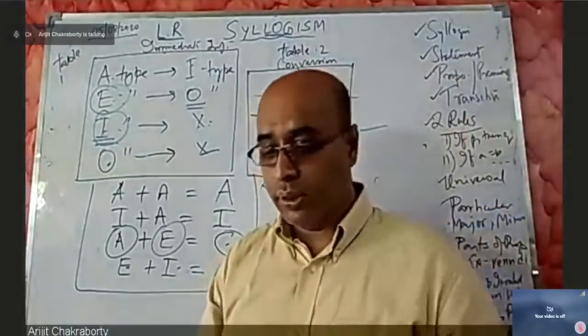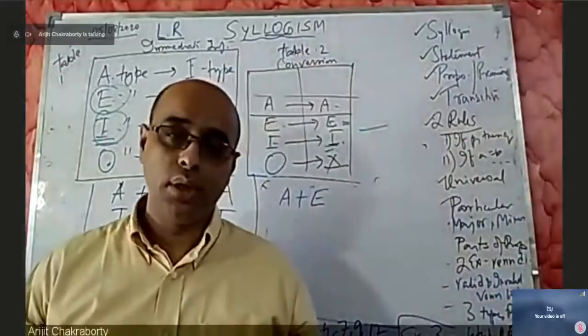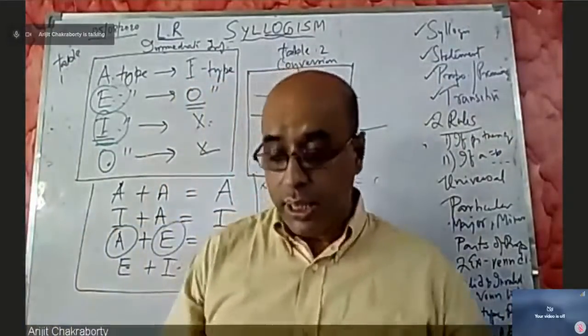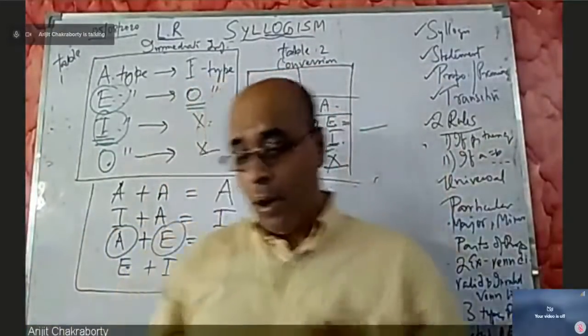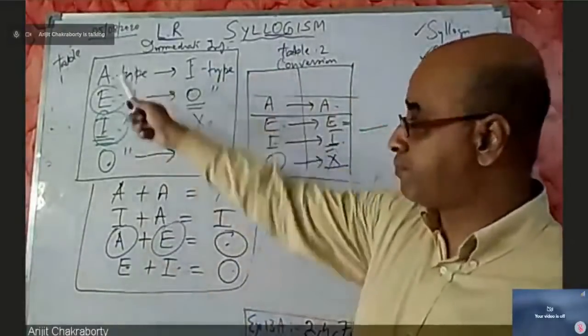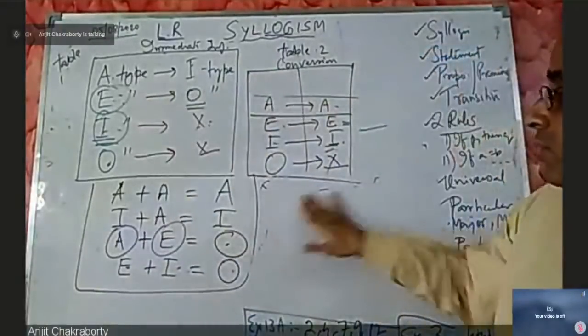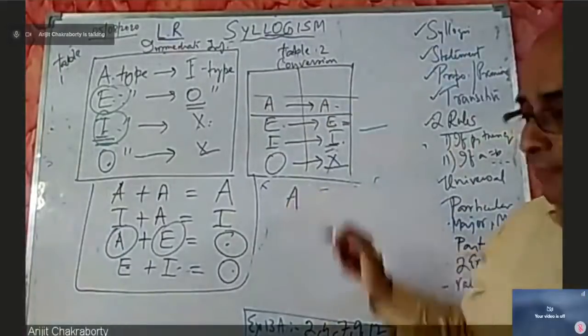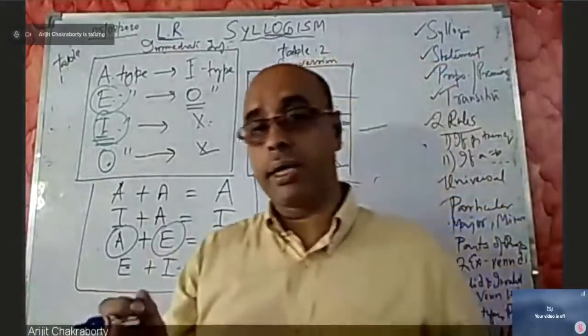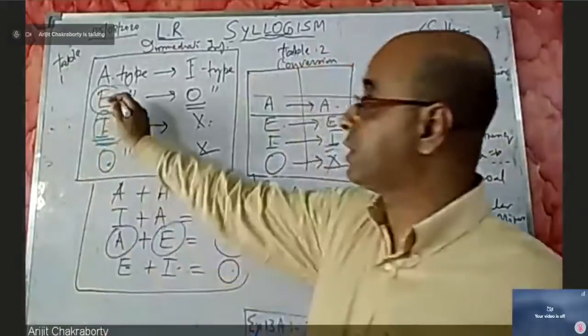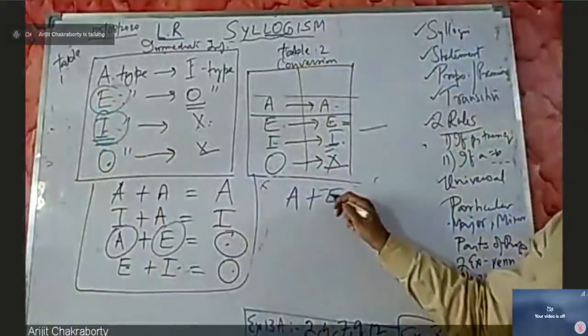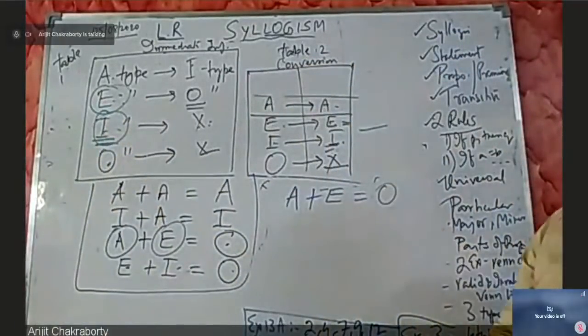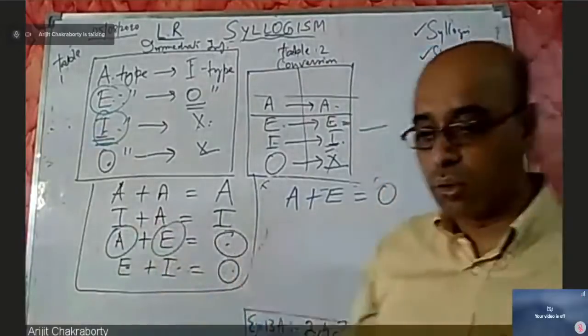Okay. Number 14. All glasses are mirrors. Some mirrors are black. All glasses are mirrors is A type. Some mirrors are black, some and are, is I type. So A plus I can give you O.